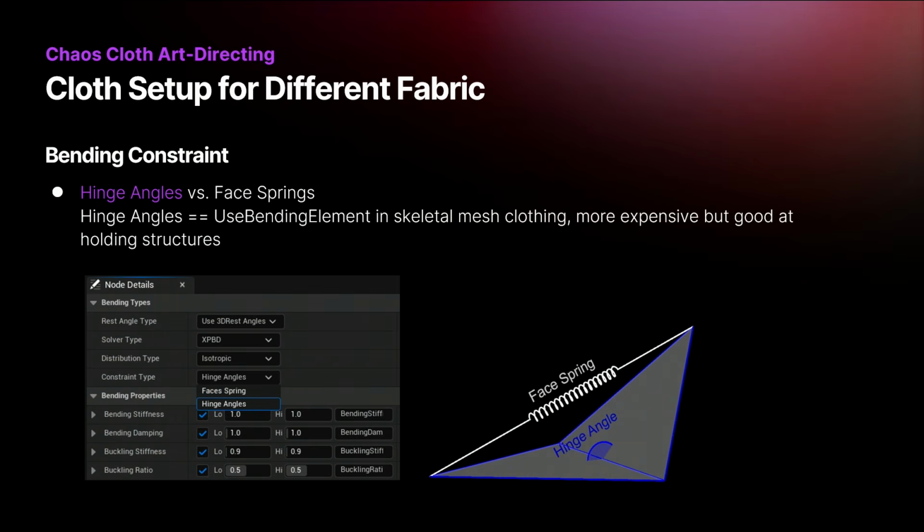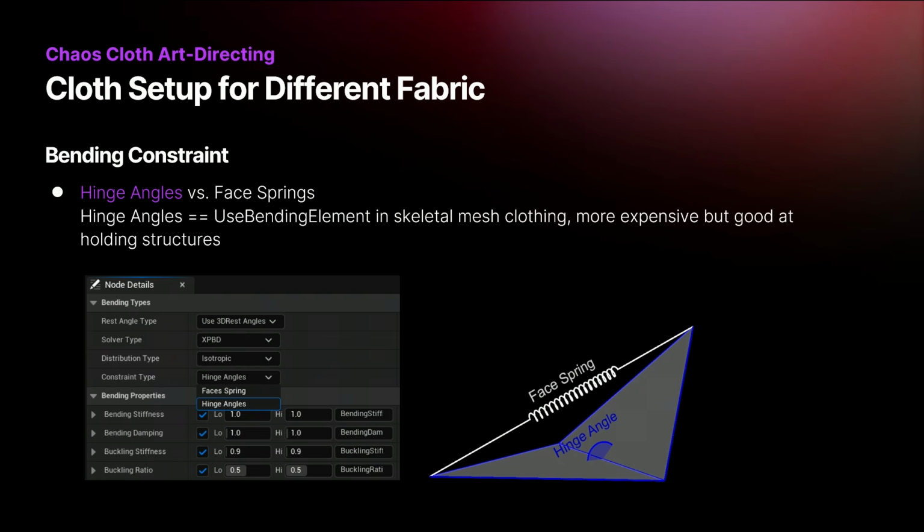Bending constraints are a little more complicated than the stretch, but a lot of the differences between materials really show up in how we set up the bending, so I'll talk more about it. There are also two types of bending constraints. The face spring works by creating a distance constraint across the neighboring triangles, while the hinge angle resists bending based on actual angular changes. Generally speaking, the hinge angle is better at holding certain angles and maintaining the whole structure, but it's also more expensive.